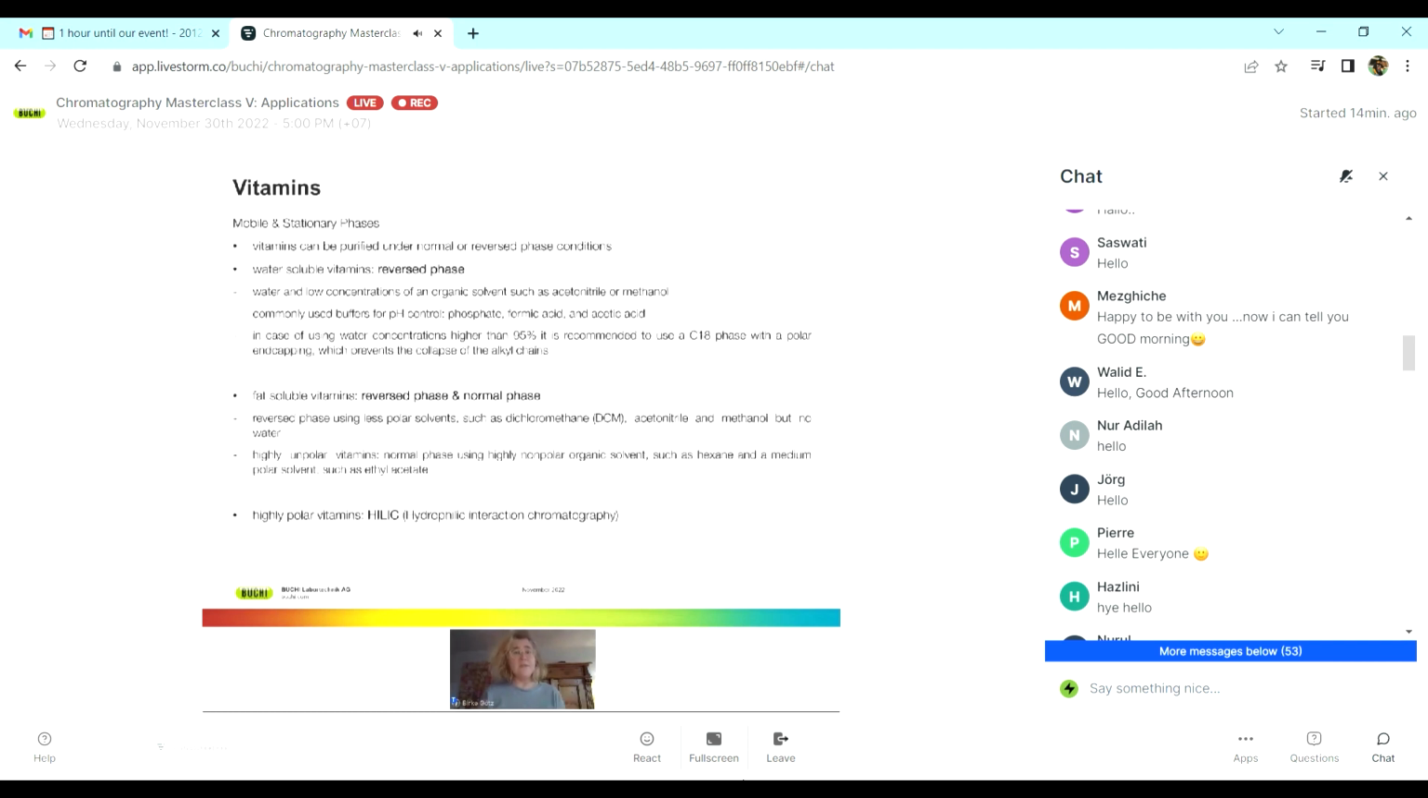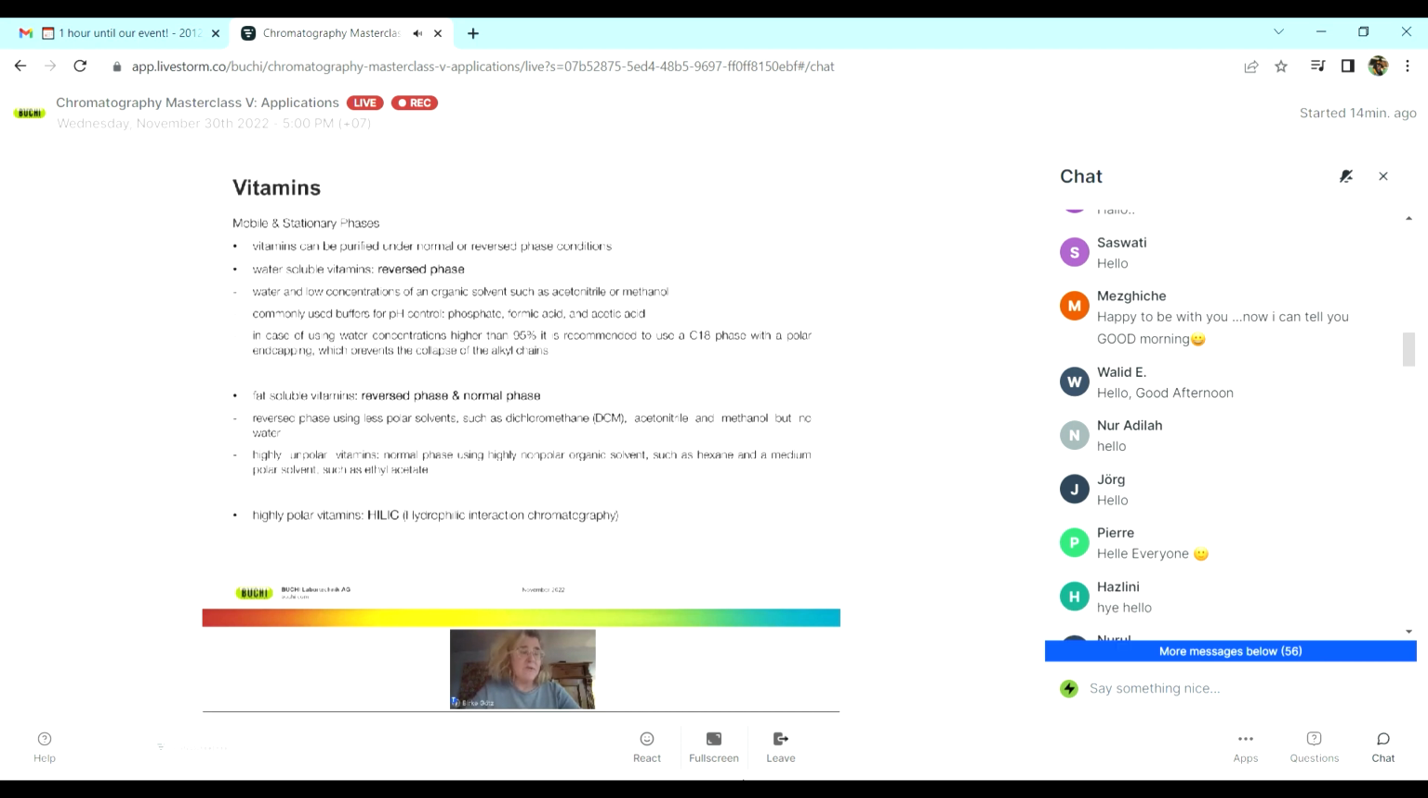Okay, and now we have a look at what we need to know regarding mobile and stationary phases. So vitamins, first of all, can be purified under normal phase as well as reverse phase conditions. If you have something which is water soluble, I think it's clear you would first of all try reverse phase. So you have a water mixture with some low concentration of an organic solvent, acetonitrile or methanol. You use some buffers for pH control, for example. And then there's one thing: if your compound is highly polar, then it might be that you need to work with very high water concentrations, more than 95%.